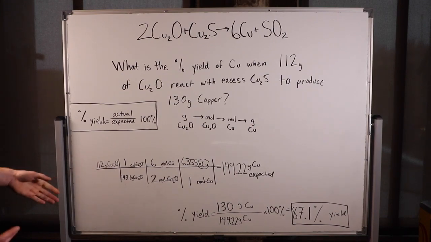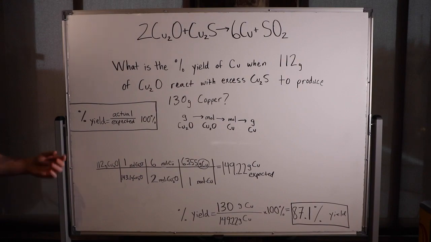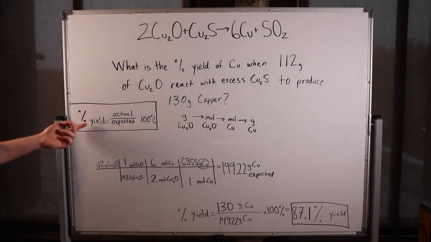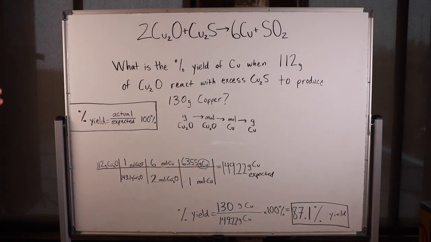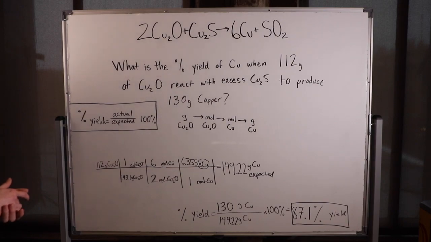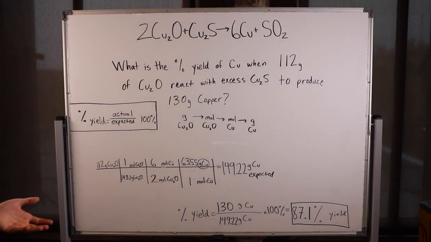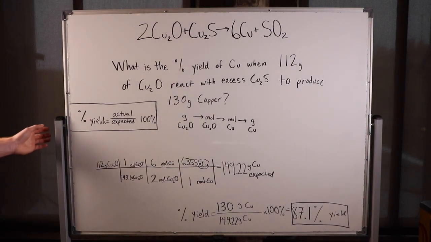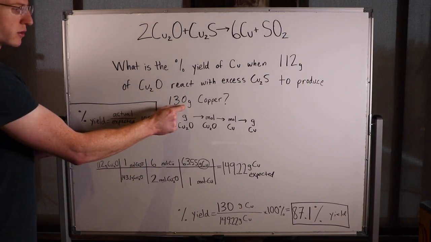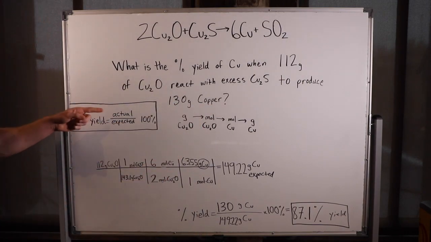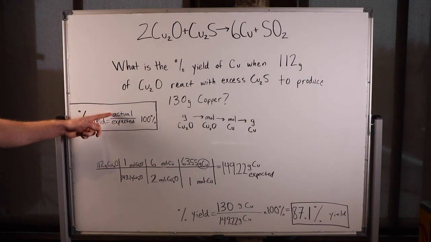So first of all, what does percent yield mean? Well, percent yield is essentially the percentage of what we actually got over what we would expect. So if we expected 100 grams of something and got 70 grams, then our percent yield would be 70%. So we already have the actual amount of copper that we produced, right? It says it was 130 grams. So we have the actual amount of copper. All we need now is the expected amount of copper.